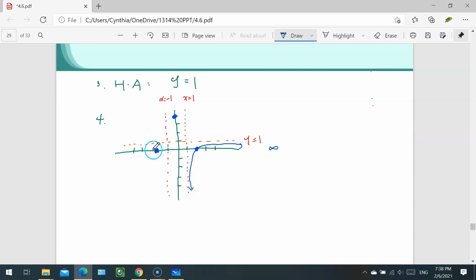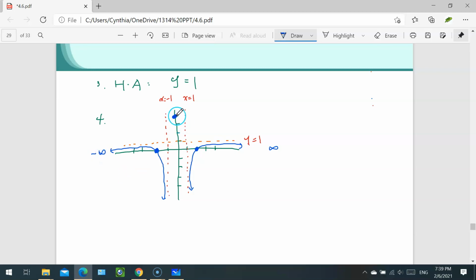Same way with the left-hand side direction, the curve will pass through x equals -2 and it will keep going down forever along x equals -1. Same way, when the curve goes toward negative infinity, the y value will be very close to y equals 1.